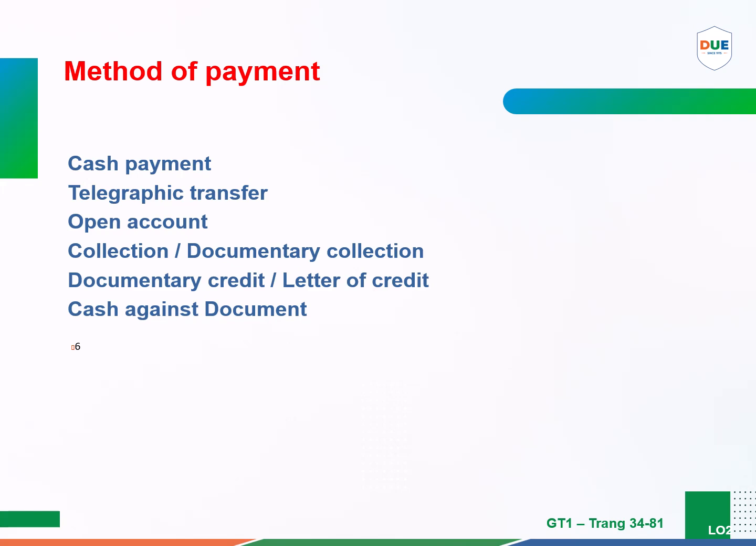The third method is open account. Under an open account arrangement, the seller delivers the goods first and the buyer makes payment at a later agreed date. This method is convenient for the buyer but involves a relatively high level of risk for the seller. Therefore, it is often used when the parties have a long-term and trustworthy business relationship.